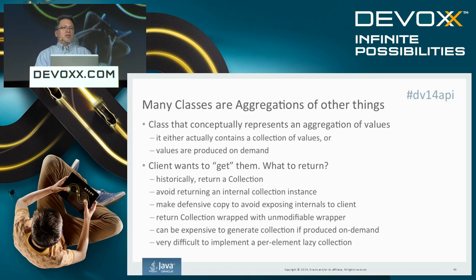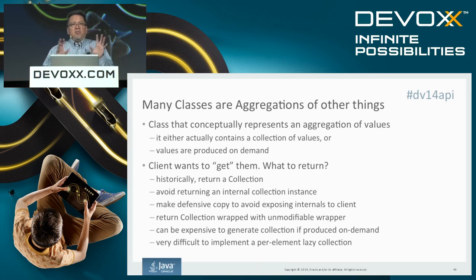And there are a bunch of things you have to think about. If you have that collection already in your class, you usually don't just want to return a reference to it, because that lets the client muck around with your internals. So you have to make a defensive copy. Or if you expect the client only to iterate over it, maybe wrap it in an unmodifiable collection and then return that instead.